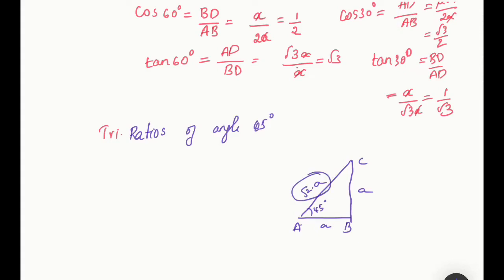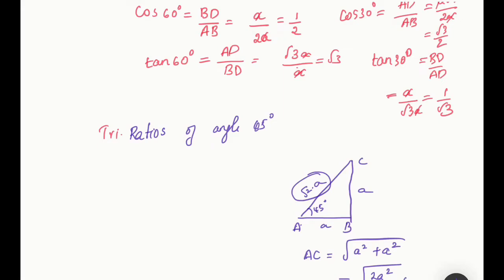Again, how we have got this: we have taken an isosceles triangle, so two sides are equal. So how can we get AC? AC is equal to root of AB square, that is A square plus A square, which equals root of 2A square, equals A root 2.